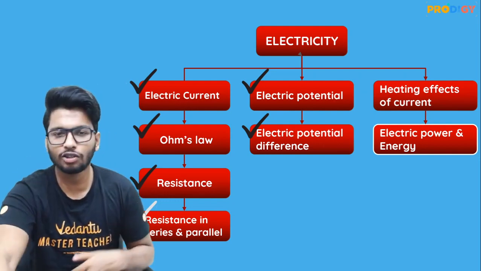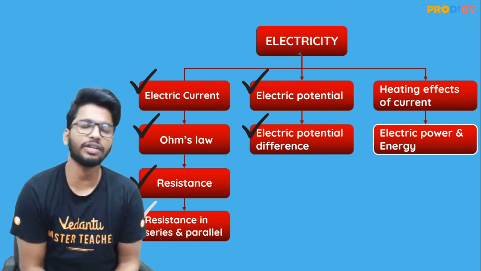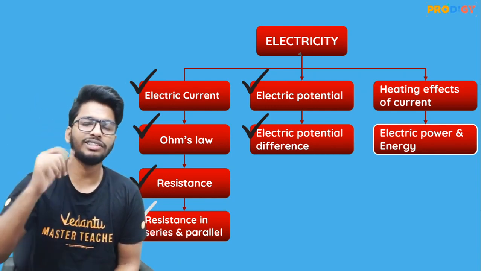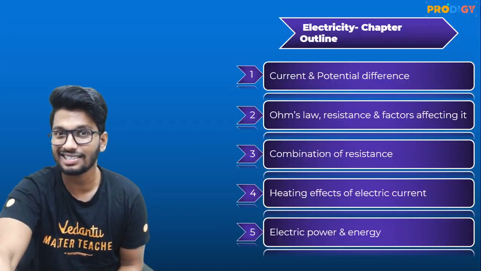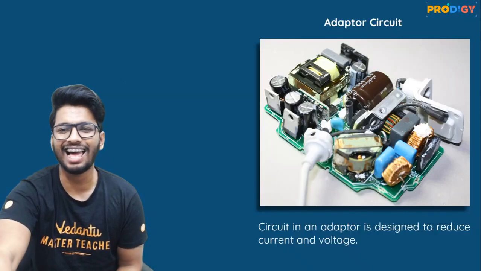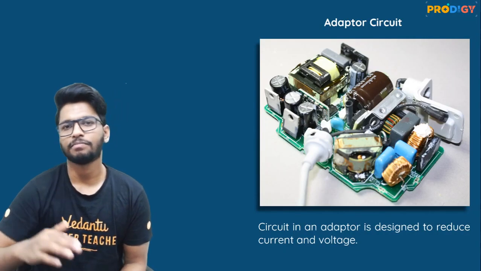So guys, these are the topics that you've already done and dusted. We have done current, electric potential, Ohm's law, electric potential difference, resistance, and in today's session we'll be talking about resistance in series and parallel. So yeah guys, combination of resistance, series and parallel is what we're going to talk about. So without wasting any time, let's start.